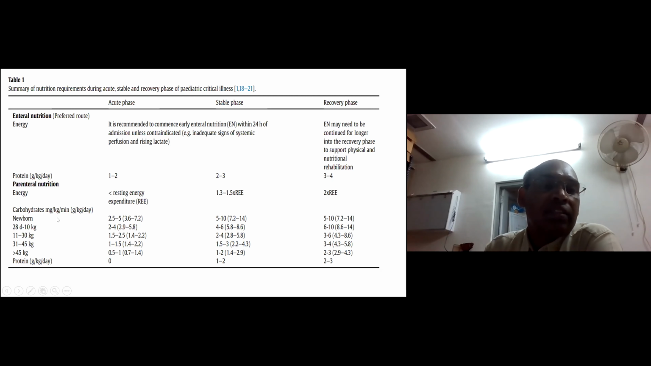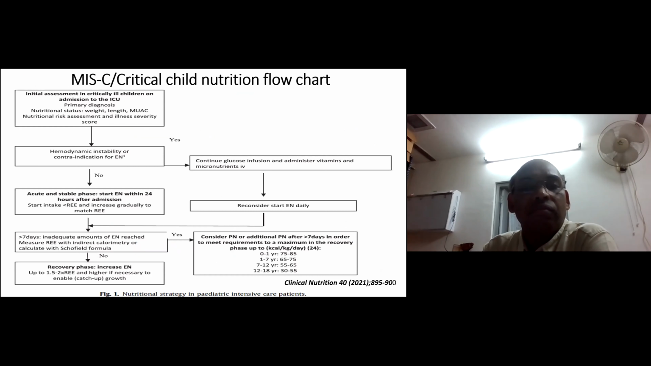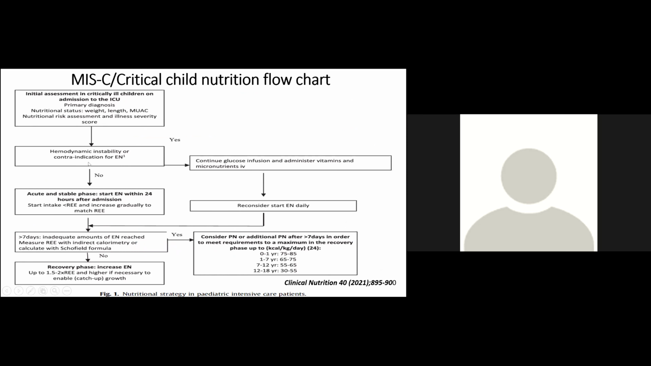Like the GIR rate for the sugar, we can give as per the formula told by Siddharth. So this is the flow chart for the MIS-C or critical child. Initial assessment by nutritional status, weight, length, and mid-arm circumference.